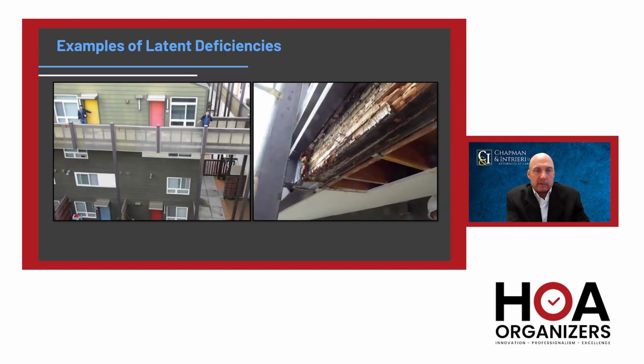Here's another example of a latent deficiency. This is a photo from a case that we handled in San Francisco. The forensic construction consultant that we hired was actually inspecting roofs at the project when he noticed there was a slight dip at one of the elevated walkways, and that's on the left-hand side. You can see the red and yellow door and two individuals standing there kind of pointing to the middle where there's a post, and you can see a slight dip there. The concerning part about this is these elevated walkways are about 30 feet in height and were the only means of ingress and egress to the upper units.